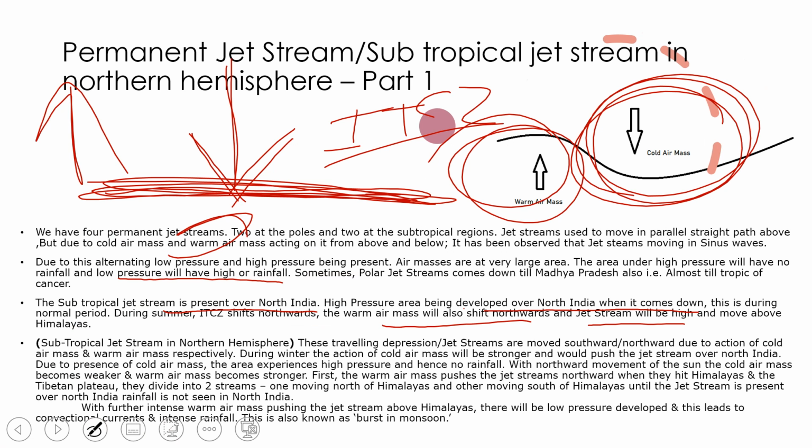Okay, so the subtropical jet stream in the northern hemisphere is coming from the polar region. These traveling depression jet streams are moved southward and northward due to the action of the cold air mass and warm air mass respectively. Same thing, explaining it here in easy language. So during winter the action of the cold air mass will be stronger and would push the jet stream over North India.